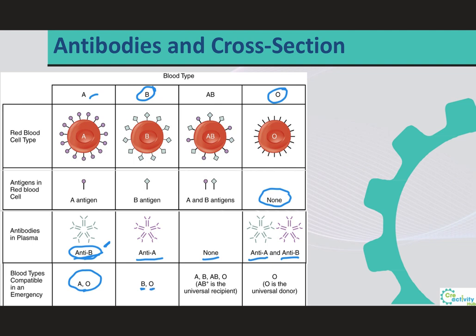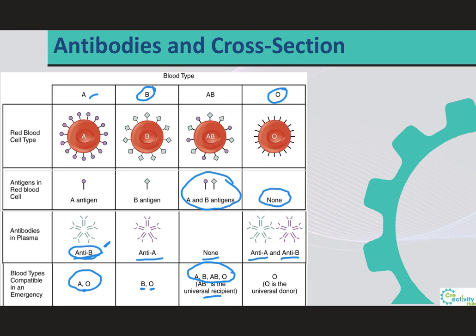Now AB can receive blood from all groups, and this is why they are known as universal recipients. Since their blood has both antigens, their blood is already familiar with the antigens, and therefore will not feel the need to protect their bodies against foreign substance, and therefore they don't produce antibodies.